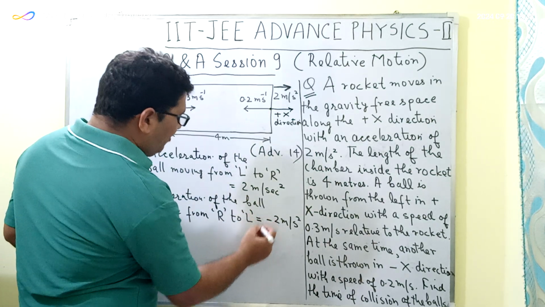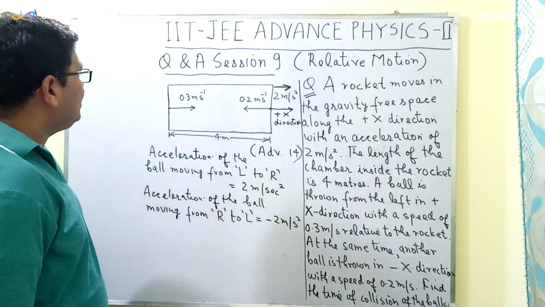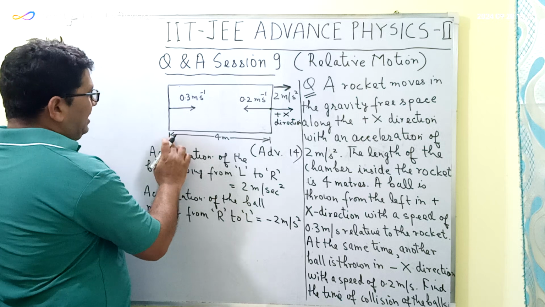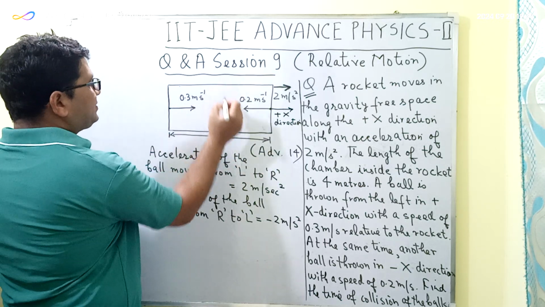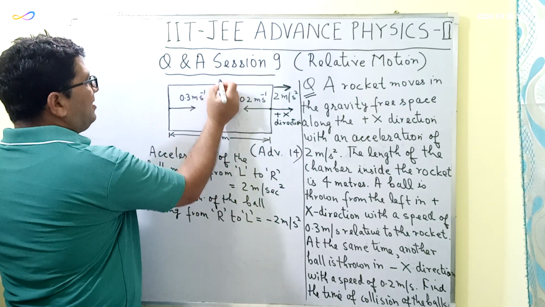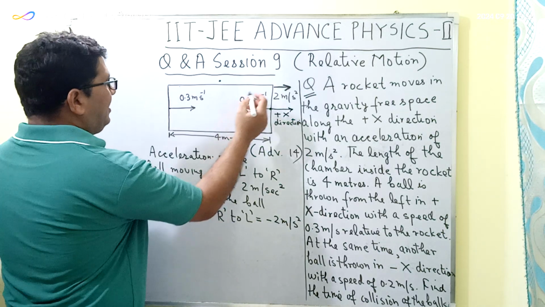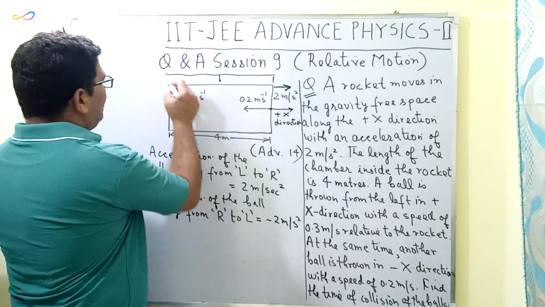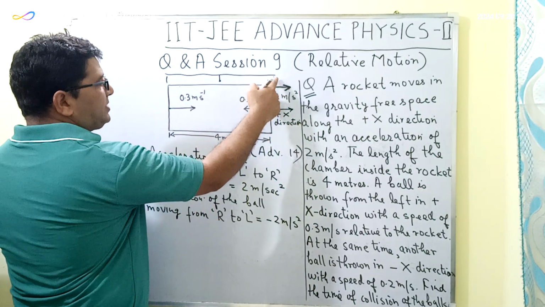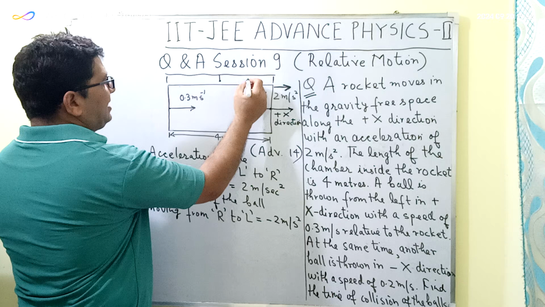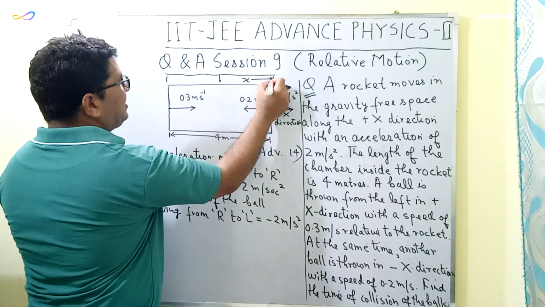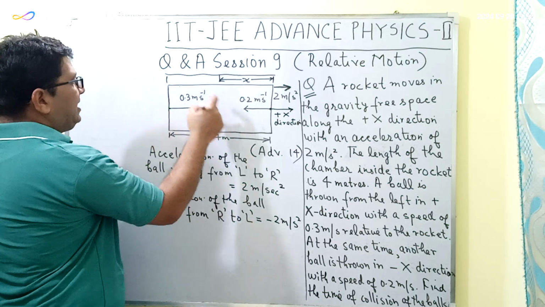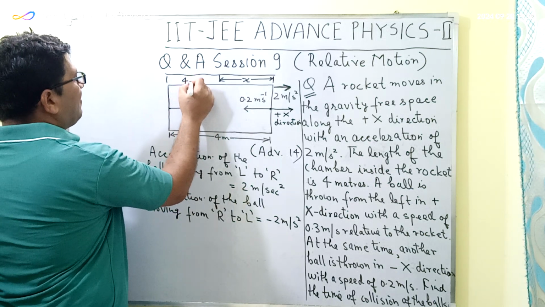Here now I will be using the equation of motion for constant acceleration. The length of the chamber is 4 meter, and let us say these two balls collide at time t. At the time of collision, let us say the ball which has been thrown from right to left has traveled a distance of x meter. So the ball which has been thrown from left to right will cover a distance of 4 minus x meters.